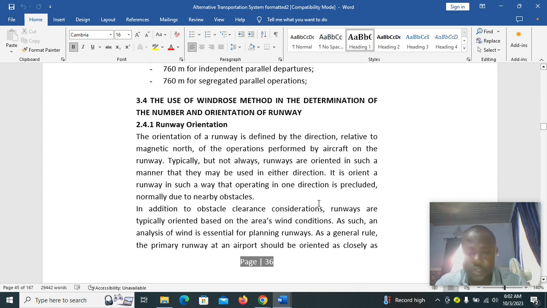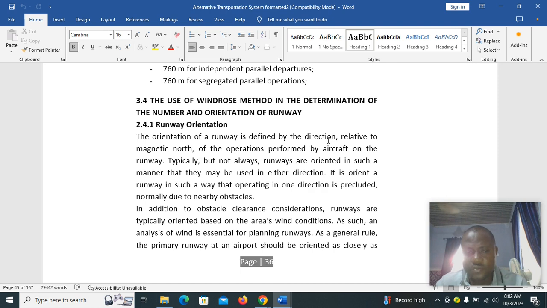This is also very important. Once we've gathered the wind data, it is important to now use the wind rules to determine the best place to site the runway. The orientation of a runway is defined by the direction. We talk about direction relative to the magnetic north of the operation performed by the aircraft on the runway. Typically, but not always, runways are oriented in such a manner that they may be used in either direction.